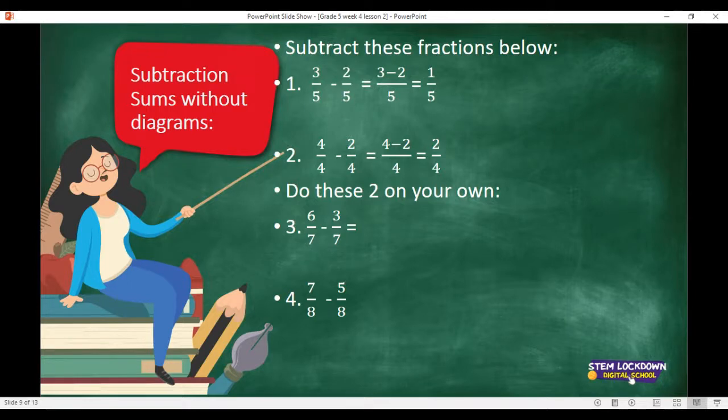And then let's do number 3 now on your own. 6 over 7 minus 3 over 7. Unfortunately I can't see. If you're able to see the questions, you can answer for 3 and 4. When I go to question and answer, I'm not able to see what I projected. So you can answer number 3. You write the answer, and then for 4, you write the answer. Let me give you just a second to copy that.